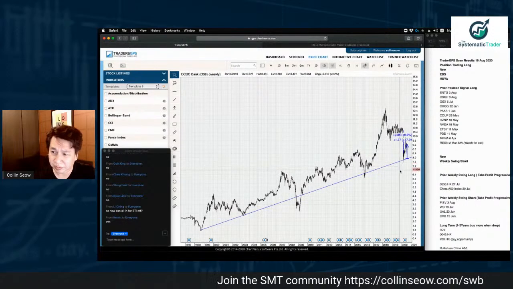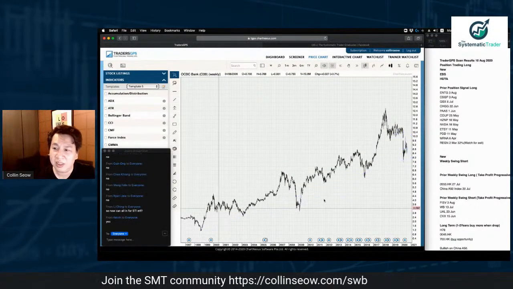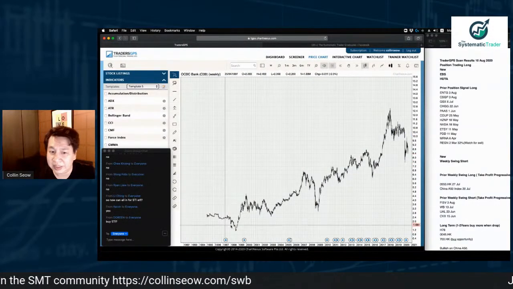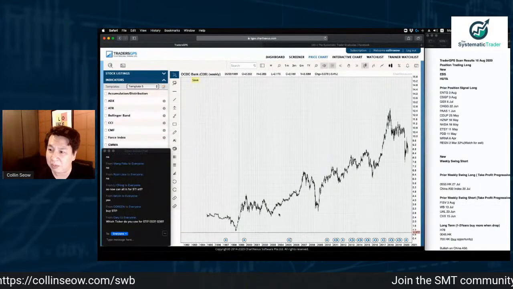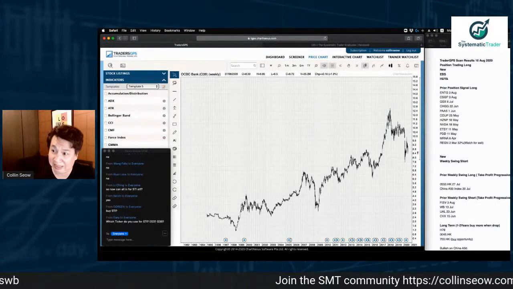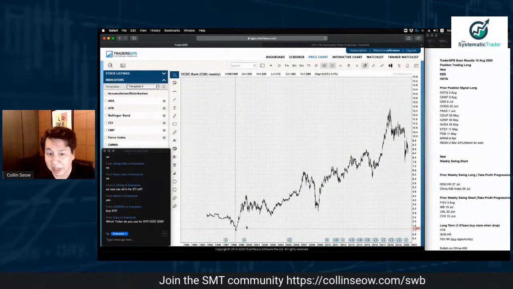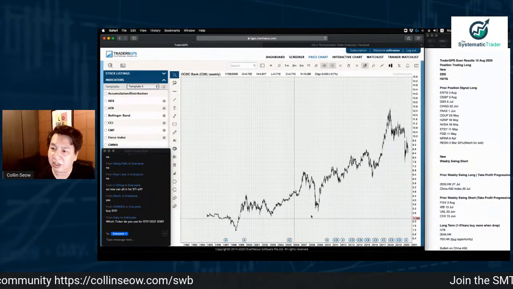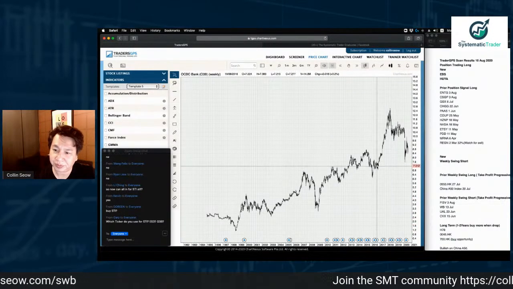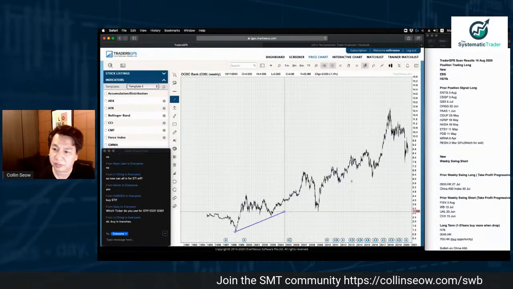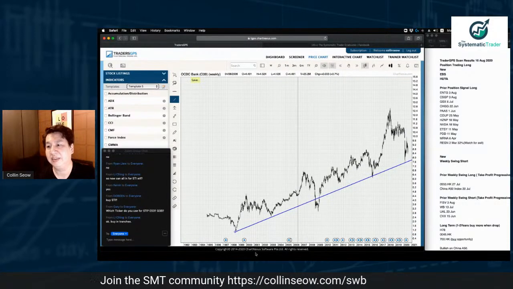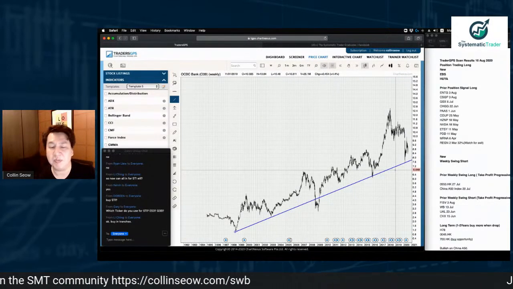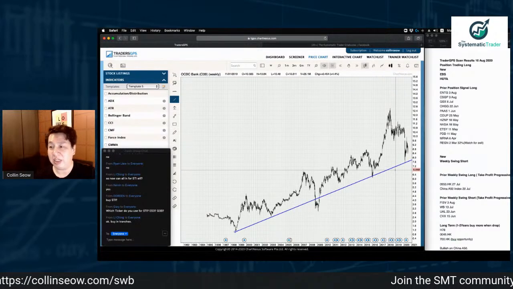This OCBC chart, just to show you, since the Asia financial crisis, what's happening to the banks? This is what's happening to the bank. Can you all see the context? The context is something like that. Got it? Buy in tranches. So that's what you'll do.